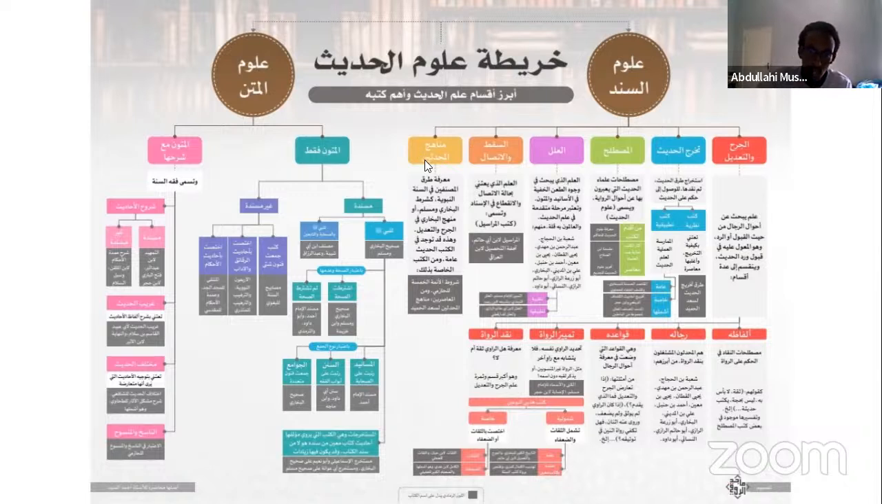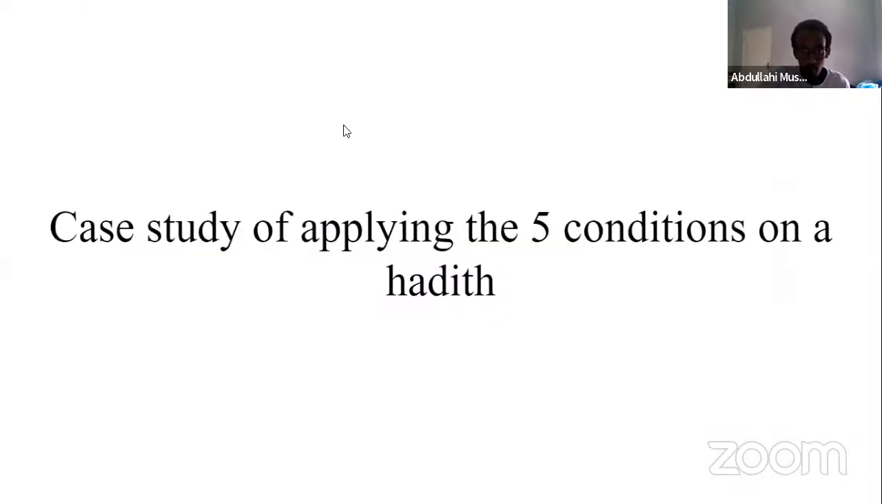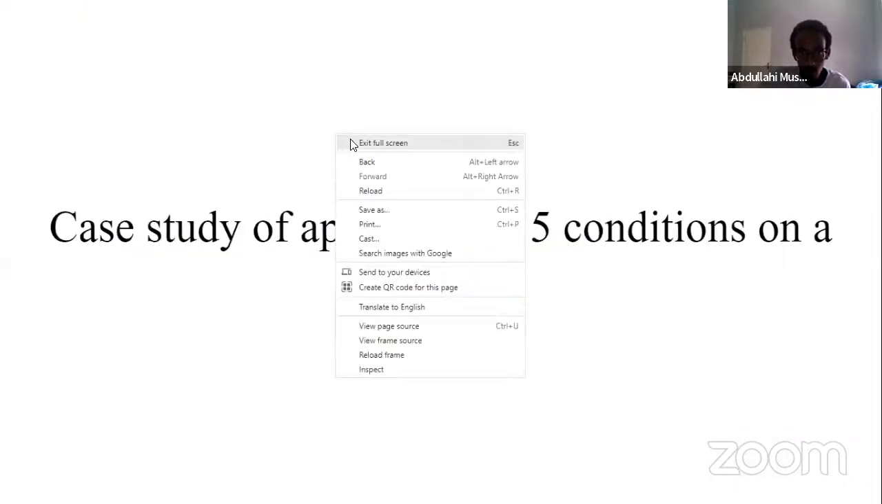And then the last one was manahij al-muhaddithin, which is the methodologies employed by the authors of the hadith collections like Imam al-Bukhari, Muslim, at-Tirmidhi, Ibn Majah, an-Nasa'i, Abu Dawood, and so on and so forth. So I hope this diagram has become clearer to us. Now I'd like us to move on to a few more slides.